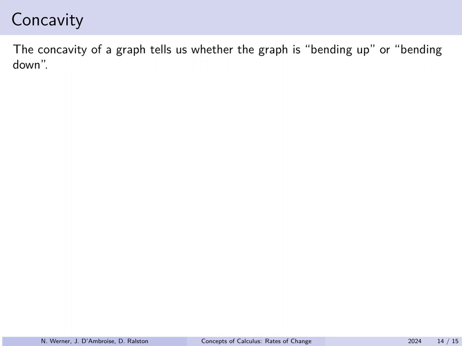Now concavity is a notion related again to the shape of a graph, and it's similar to increasing and decreasing, but not quite the same thing. It tells us whether a graph is, loosely speaking, bending upwards or bending downwards. So concave up means the curve is bending up. Here is a curve that is increasing and bending up.